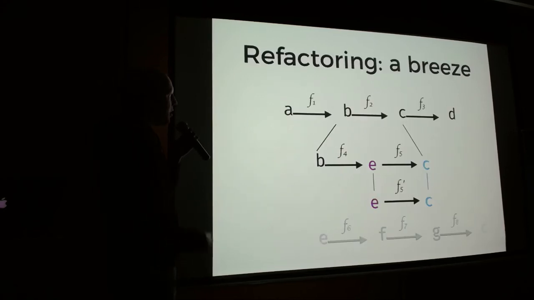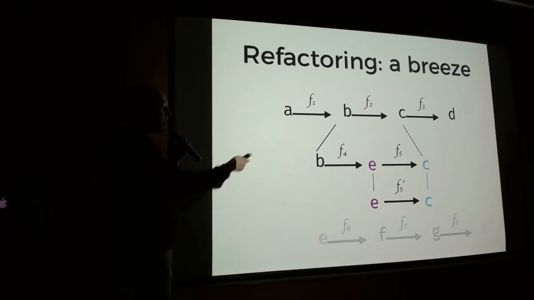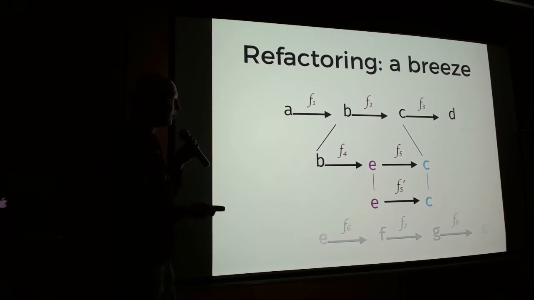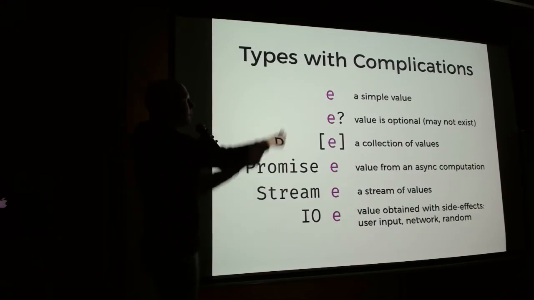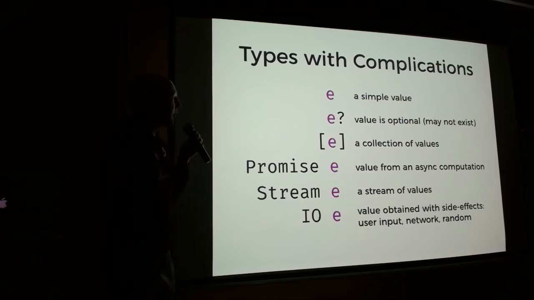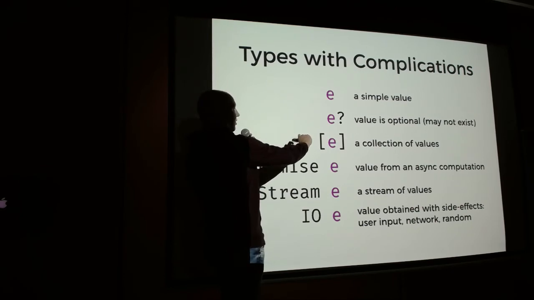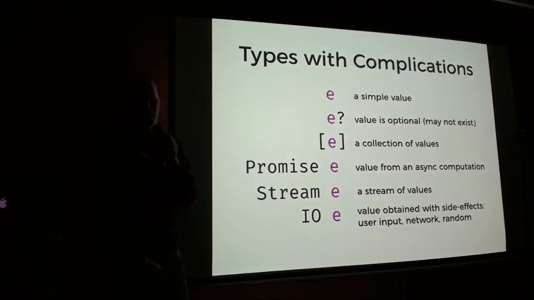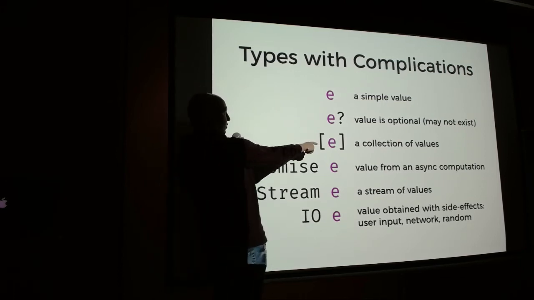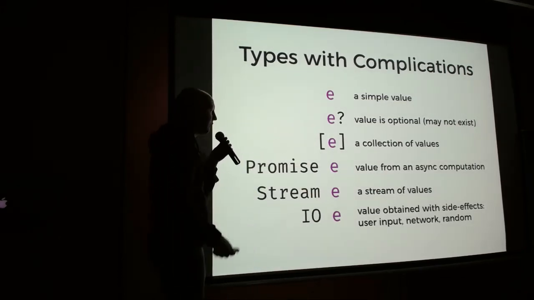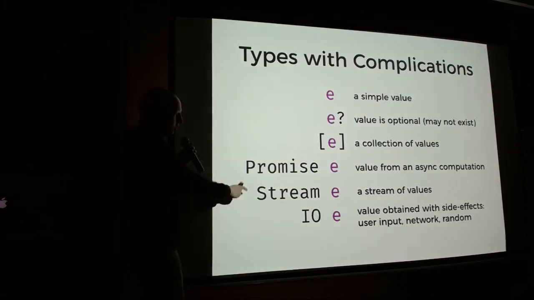But of course, we can't just compose stuff when it comes to real programs, because normally you have functions with simple values, but what if types are not that simple? What if the value can sometimes not be there? For instance, it can be null or undefined in JavaScript, or you get not a single value, but a collection of values, or even a promise of a value, or a reactive stream of values, right?